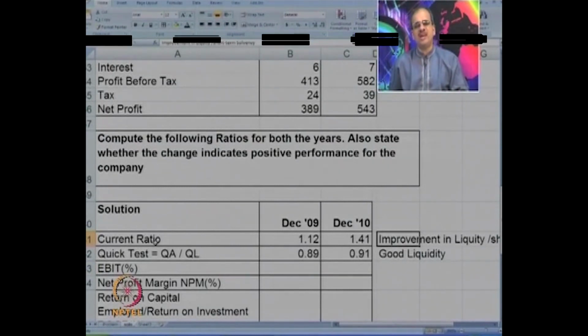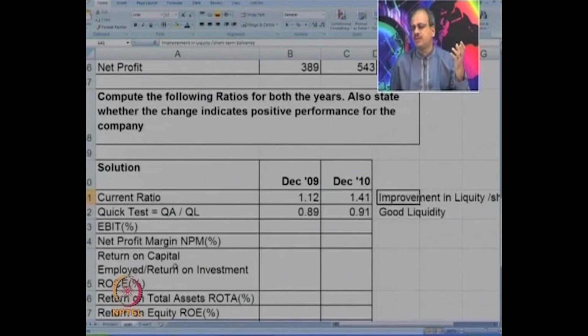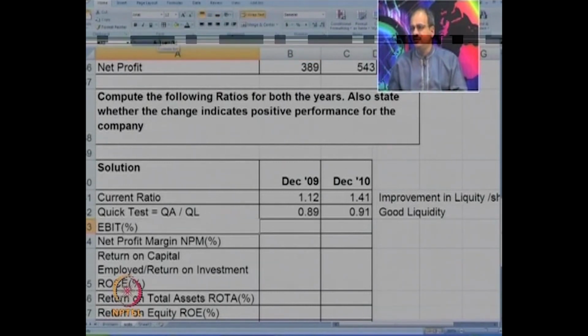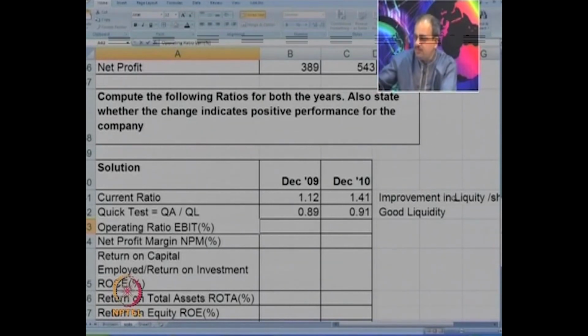So, the first two measures were looking at the liquidity position of the concern. Now, the third one, they have asked for EBIT percent. It is also known as operating ratio. So, how do you find it? I will just specify for your benefit. We are trying to look at the EBIT, so it could be found as EBIT upon sales.